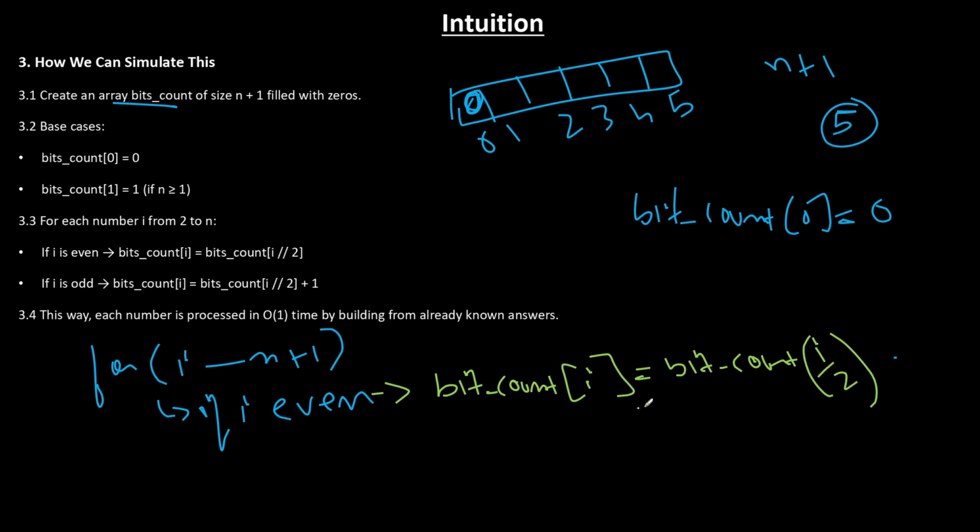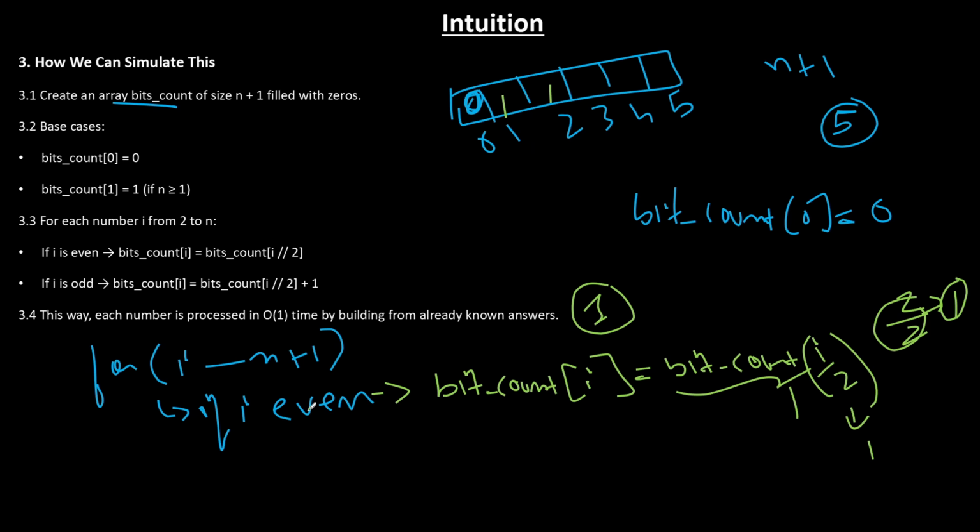Now, since here i was 1, we know that for 1 we have 1, right? Suppose we have 2, 2 divided by 2 gives me 1, right? So when we go back, bit count of 1 will be 1. So at index 1, what is the count of ones? It is 1, right? So this will get filled with 1.